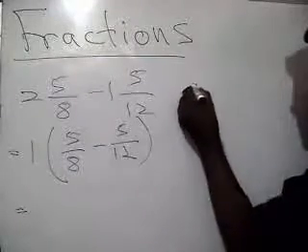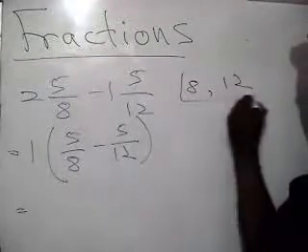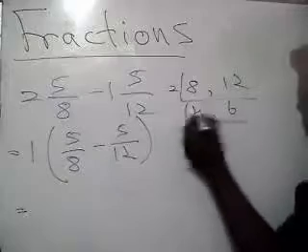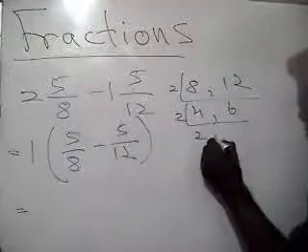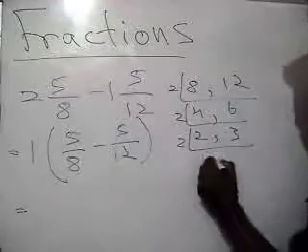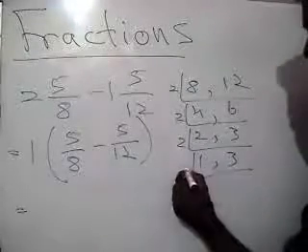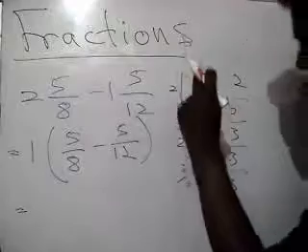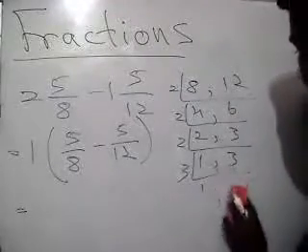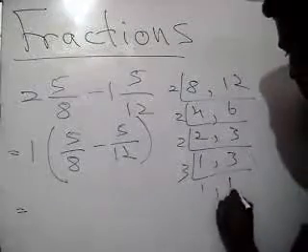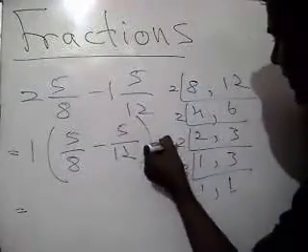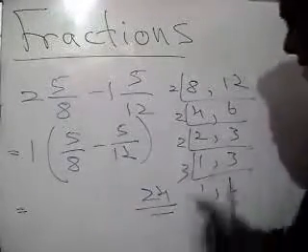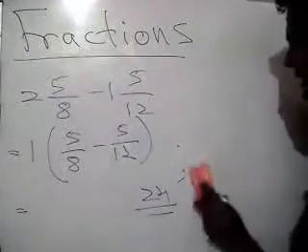So let's take 8 and 12. So 2, 4, 6, 2, 2, 3, 2, 1, 3, and 3. We have 1 here and 3. So 2 times 2 is 4, 4 times 2 is 8, 8 times 3 is 24. So 24 is the common denominator, the LCM here.